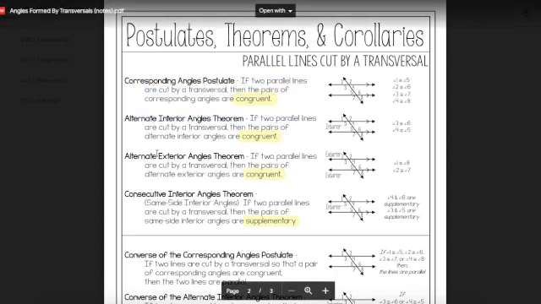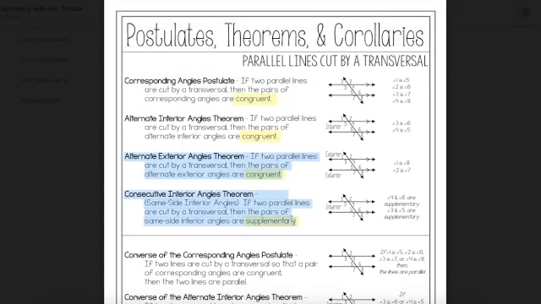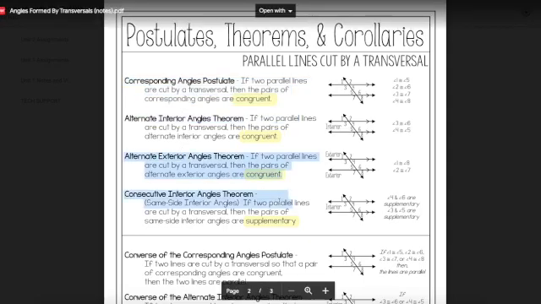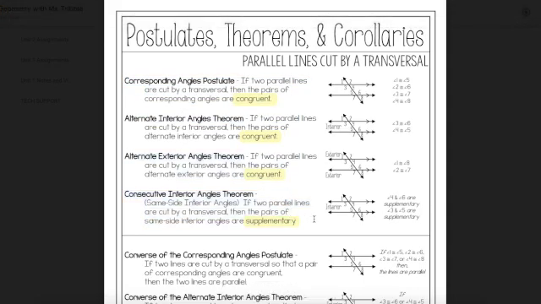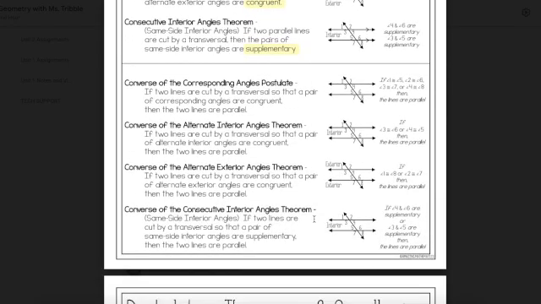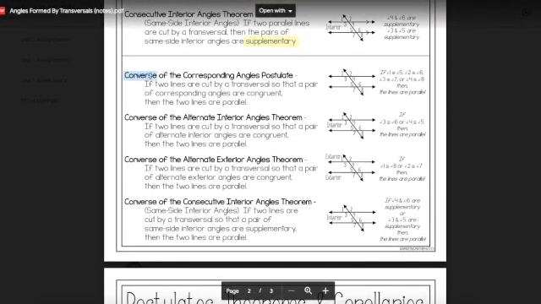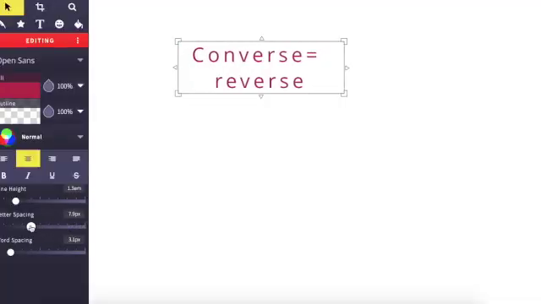Here, we have these postulates about the angles we've learned about. Basically it just says that these types of angles are either congruent or supplementary. Today we're going to be looking at these converse statements of the postulates. All converse means is the reverse.